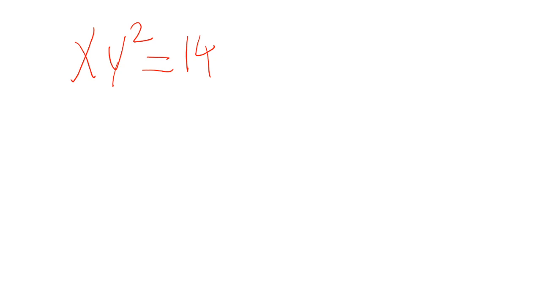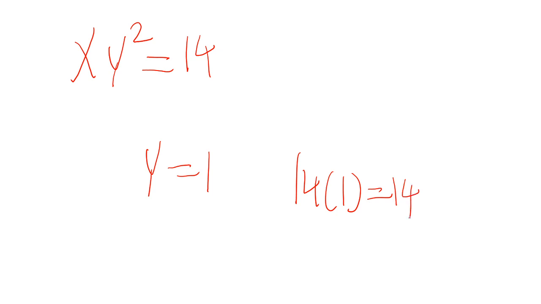Let's try 4 squared. 4 squared is too big. Well, 1 squared works, so we can have y equal 1. So if y is 1, 1 squared is 1. 14 times 1 equals 14, and that works out. So if we have integer solutions x and y, we might have 14 and 1.